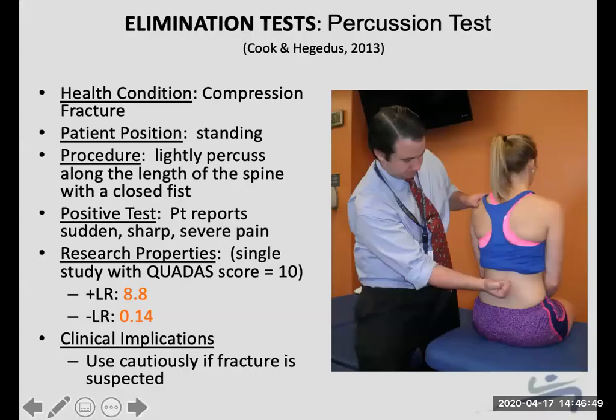So that takes us through our screening tests and on to structural stress testing next.